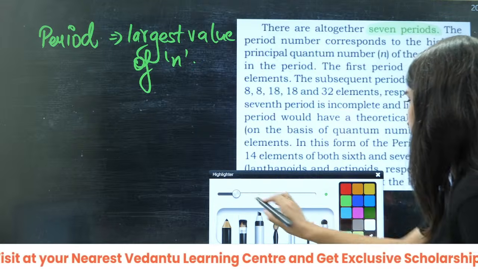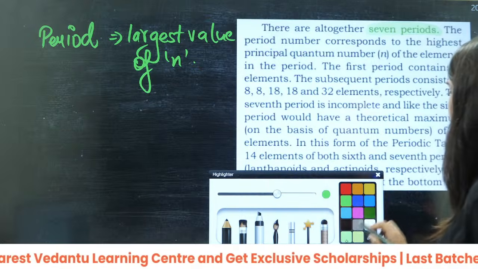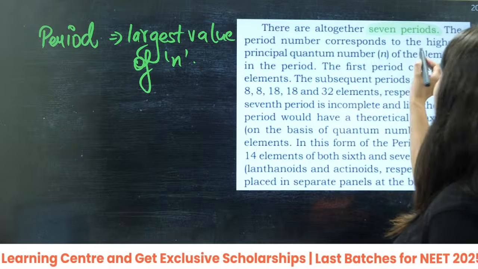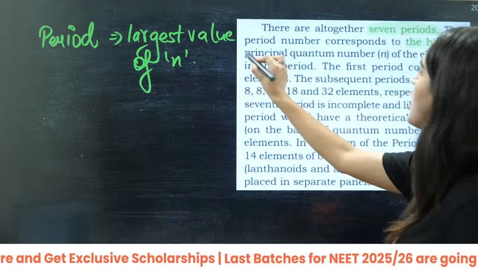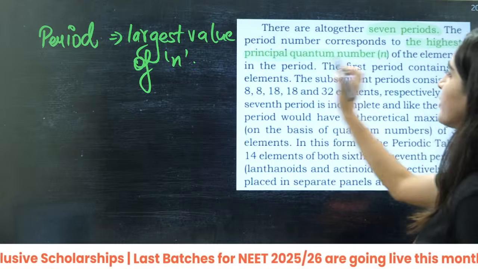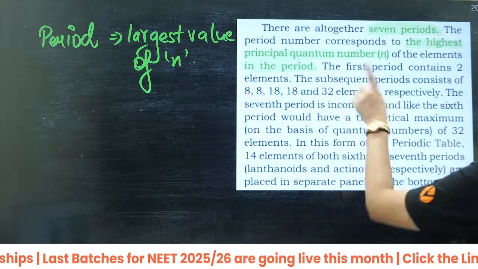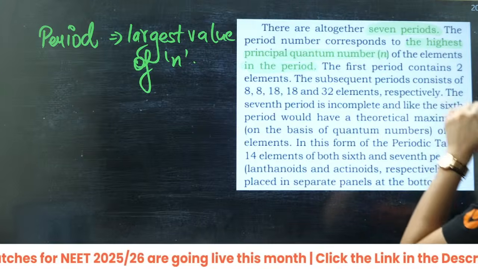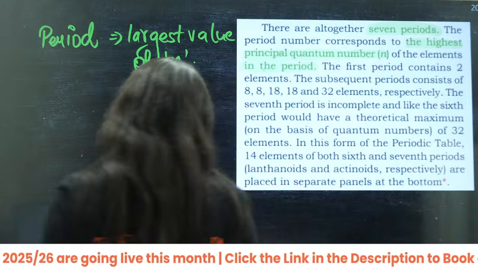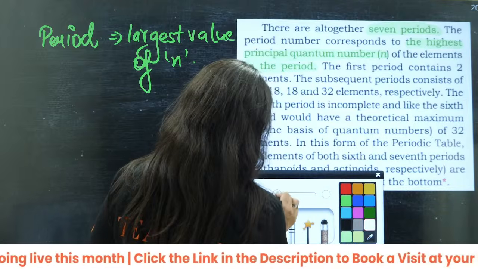Okay, children? Let's go. Now just write it down here: the highest principal quantum number of the elements is the period. The first period contains 2 elements. Now what is this? Basically they are talking about the magic numbers, right?